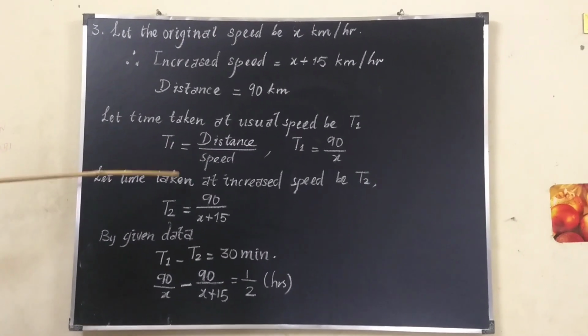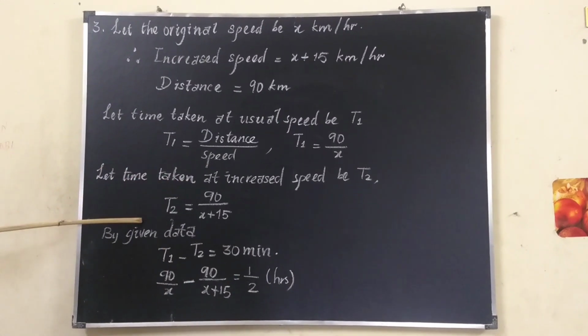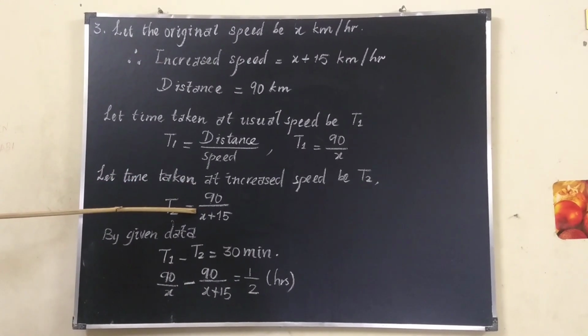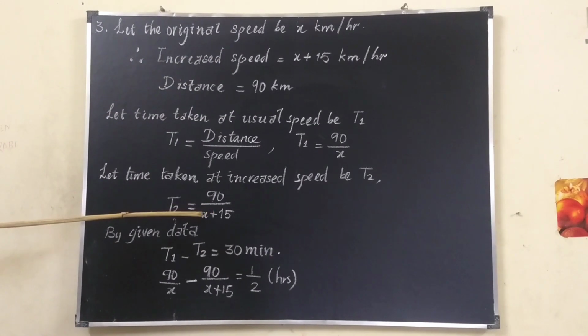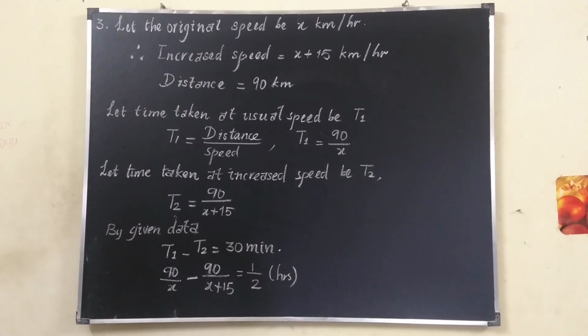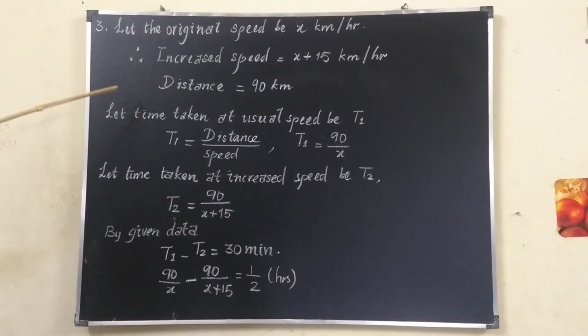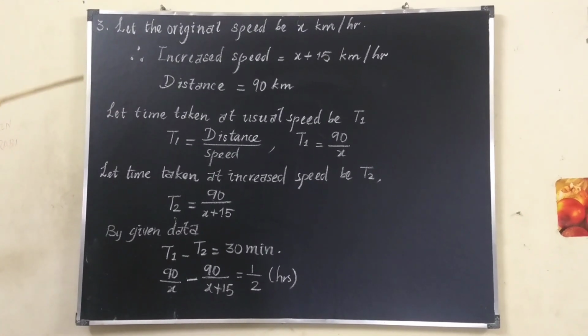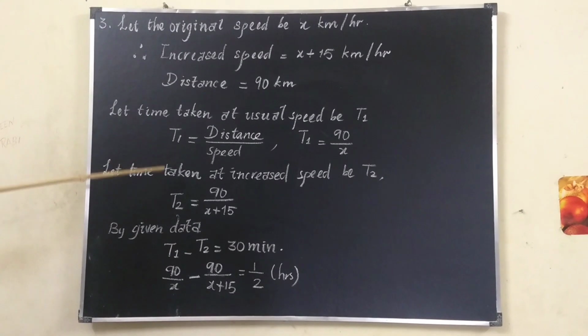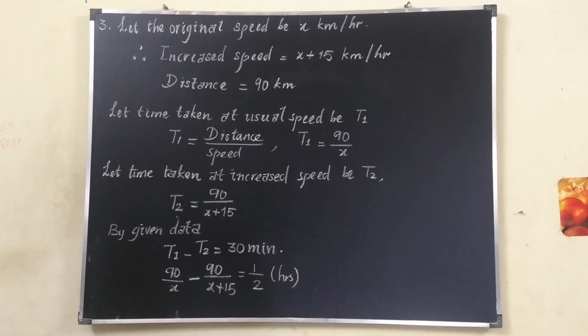The time taken at increased speed be T2. T2 is equal to the same distance divided by increased speed, x plus 15. And the time taken at the increased speed is 30 minutes less than the time taken at the usual speed. That's the difference between time taken 1 and time taken 2 is equal to 30 minutes.